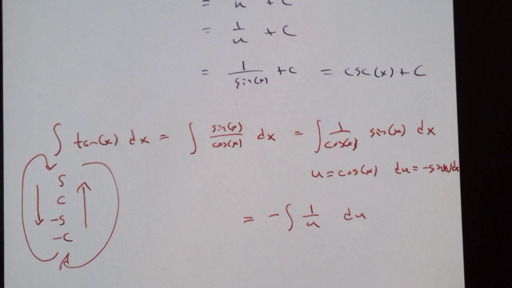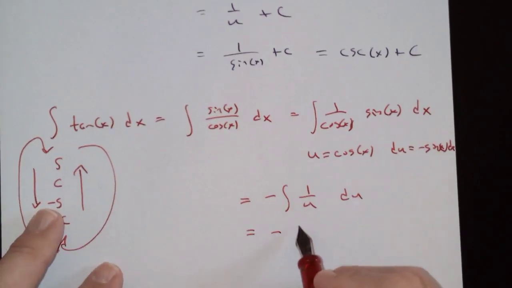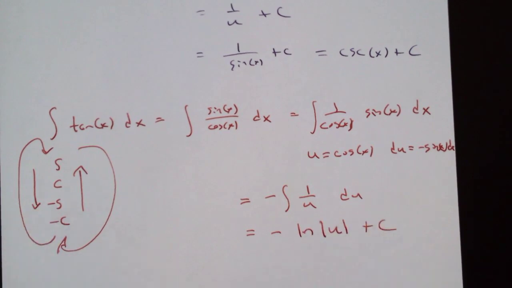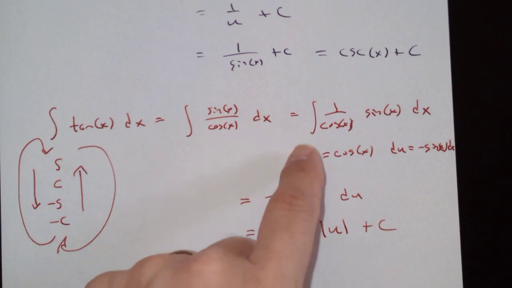I'm sorry, Jack, I couldn't hear you. What's the antiderivative of 1 over x? Say again? The logarithm, ln of x. So I'm going to get the ln of u. I can't forget the absolute value here. I need the absolute value. I need the plus c. And now I put u back in here.